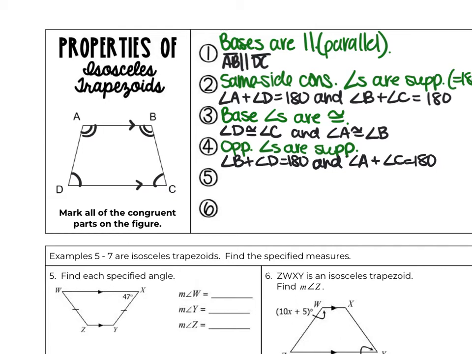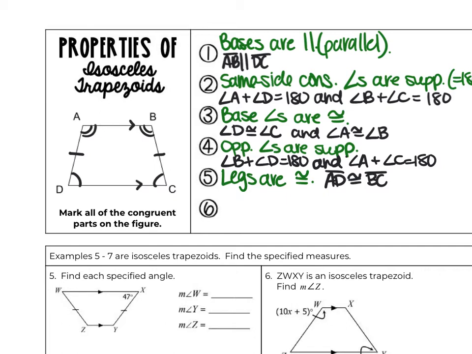Okay, fifth property is the legs are congruent. Okay, and the legs are on the sides. So here and here. And if I were writing that out in a proof or something, I would say that AD is congruent to BC.